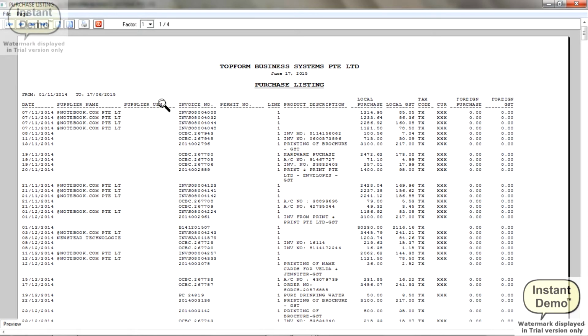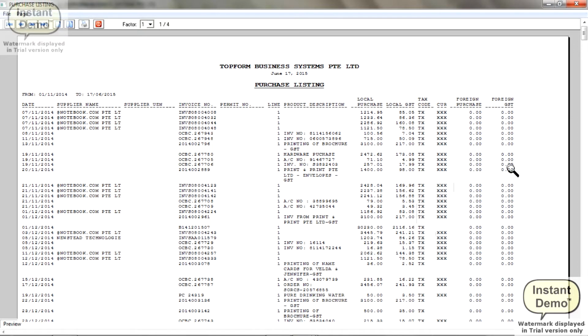Can you imagine if you do not have this IRAS compliant feature? You will have to hire someone, sit her down, give her a spreadsheet, columnize the date, the supplier name, supplier UEN number, invoice number, permit number if you are importing from overseas, the line description of the product, the local purchase amount, the local GST amount, the tax code, the currency type, the foreign purchase and foreign GST.